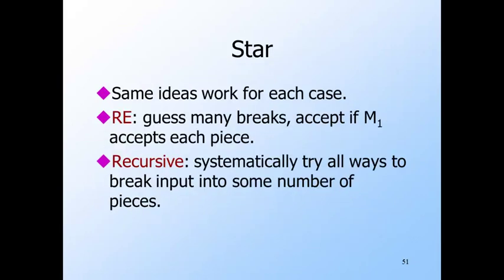For closure under star, the same ideas work as for concatenation. Suppose M1 is a Turing machine for some language L, and we want a Turing machine for L star. For the recursively enumerable languages, guess how many pieces to break input W into, and guess where the points of separation are, and accept if M1 accepts each piece. For the recursive languages, don't guess, but enumerate the breaks systematically, since M1 is guaranteed to halt anytime it is given a piece of the input W to examine. We'll eventually get through testing each of the possible ways to break the input.